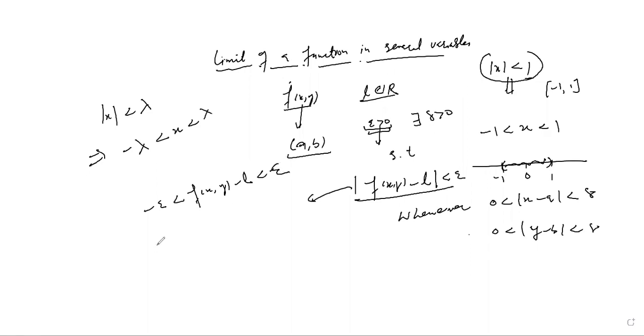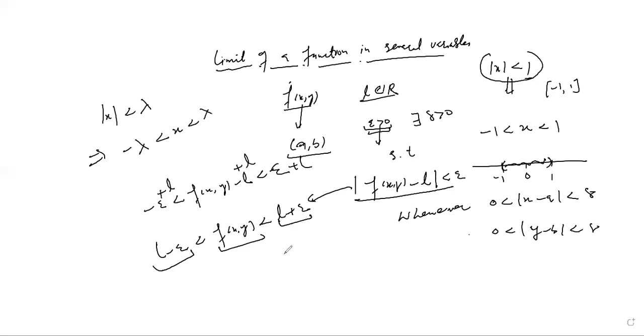So you will get L minus epsilon. So what did I do? Adding L on both sides. On this side I added L, on this side I added L, and here also I added L. So what will come? L minus epsilon is less than f of x comma y is less than L plus epsilon. It means that the output of the function lies in this interval, L minus epsilon and L plus epsilon.